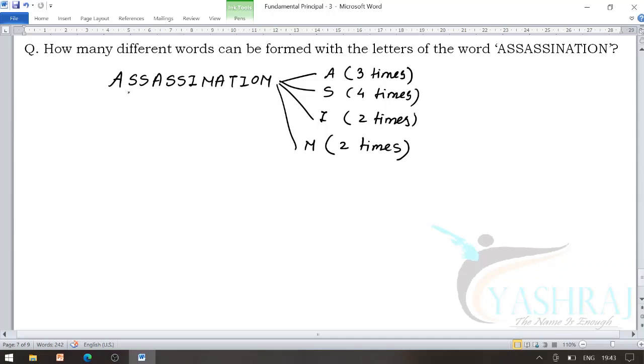So are there 12 letters in the word assassination? 1, 2, 3, 4, 5, 6, 7, 8, 9, 10, 11, 12, 13. So which letter will remain? T and I. Yes. T occurs once, I will write somewhere here. T once, and which letter we have? I once.